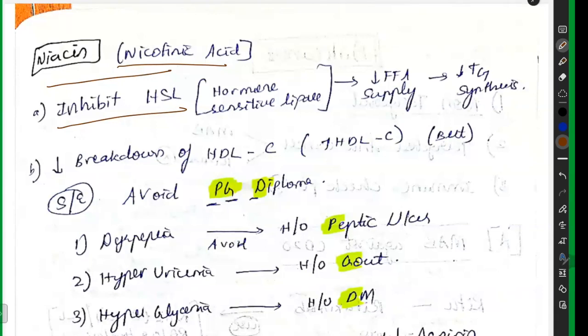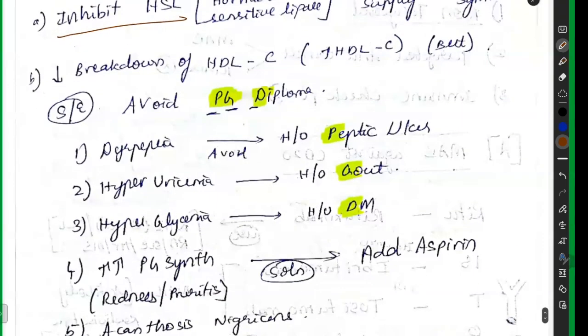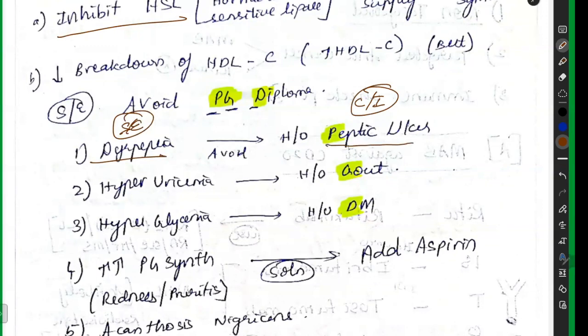In which condition are you going to avoid niacin? Remember, avoid PG diploma. What are the drugs you are going to avoid? PG diploma. P stands for peptic ulcer. It is going to cause dyspepsia. These are the contraindications and side effects. It causes dyspepsia, therefore you avoid it in peptic ulcer. It causes hyperuricemia, so you avoid it in gout. G stands for gout. And hyperglycemia, so you avoid it in diabetes mellitus.